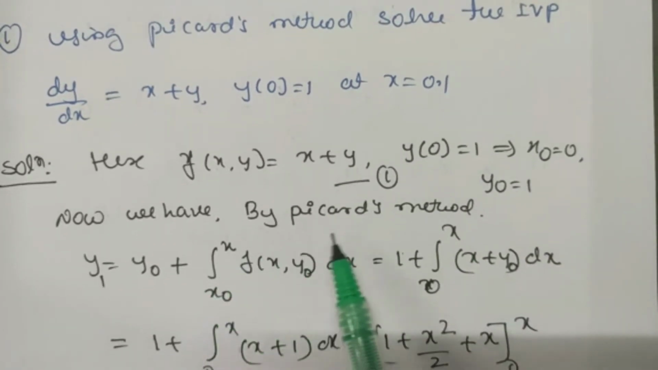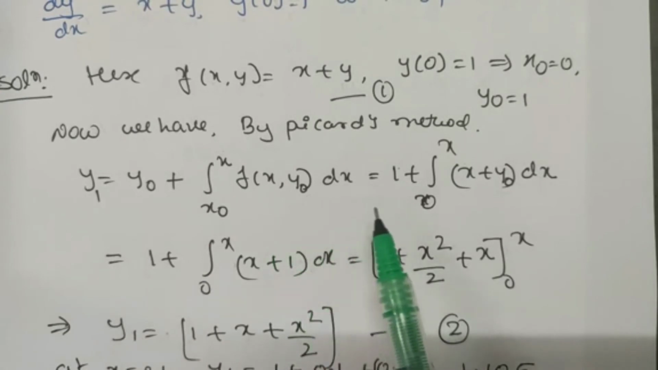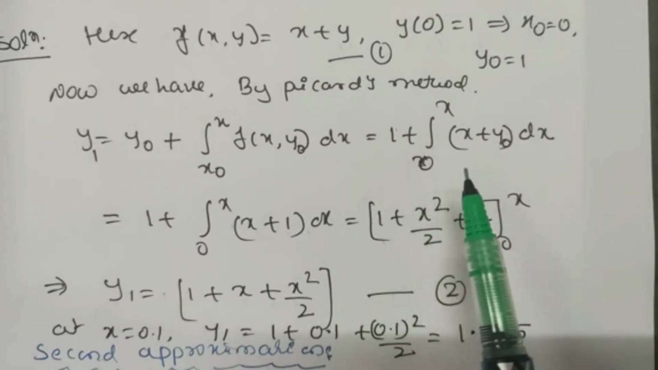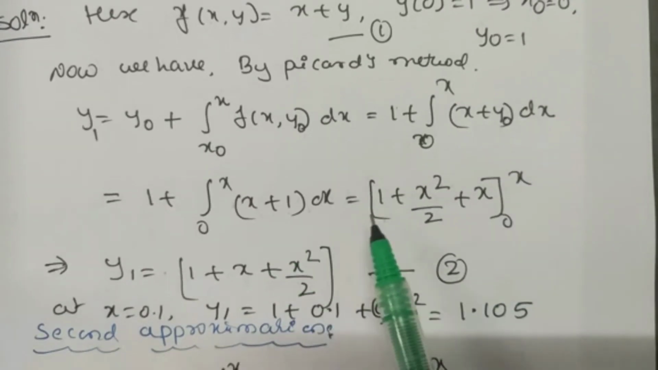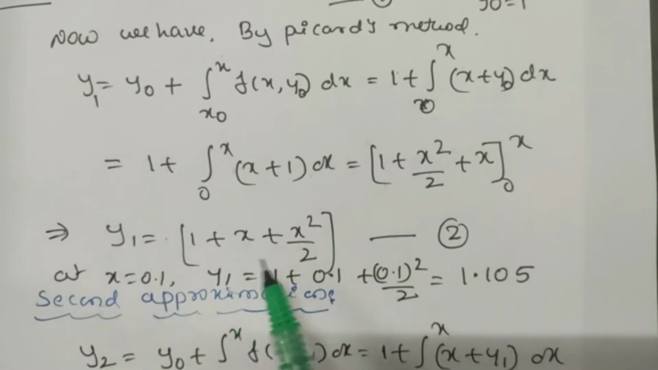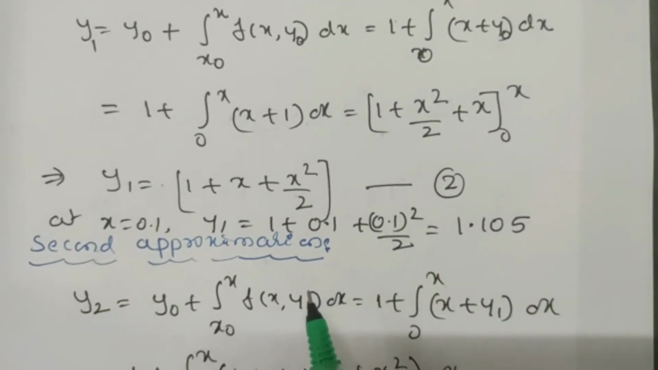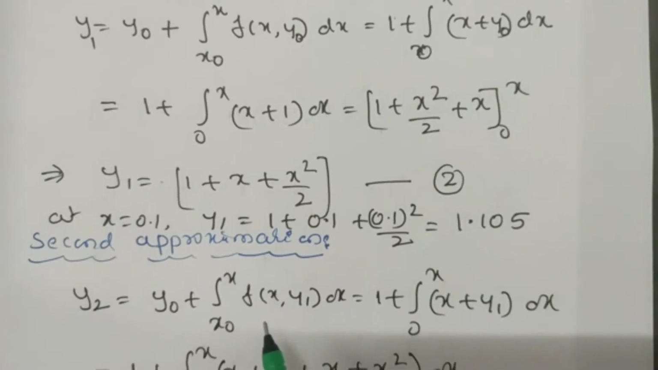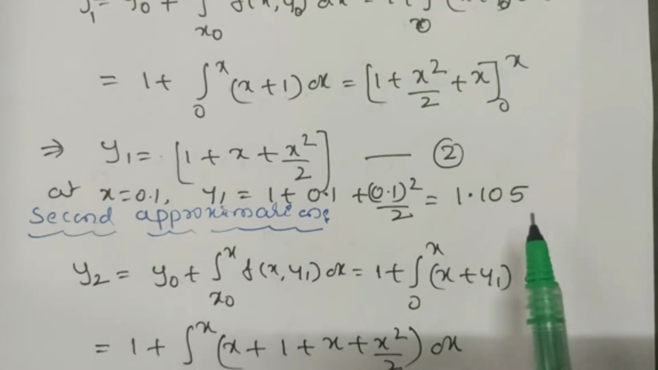So using Picard's method, we have y1 is equal to y naught plus integration from x naught to x of f of x y naught, its value is 1 plus integration from 0 to x of x plus y naught. I substitute the y naught value as 1, so it is 1 plus x square by 2 plus x between the limits 0 and x. This is y1. It is almost the same, but I have done some more examples so that the concept will be clear to you. After simplification it will become 1.105.